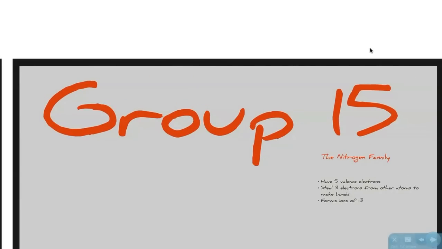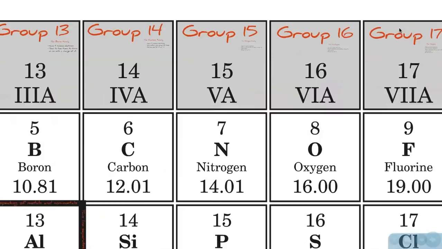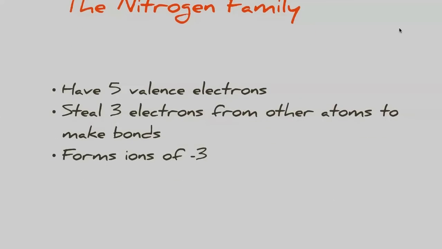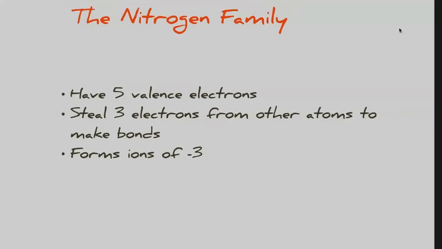Group 15, the nitrogen family. The nitrogen family has 5 valence electrons. They tend to steal 3 electrons from other atoms to make bonds so that they have 8. And when they steal those 3 electrons, now they have 3 extra electrons, which gives them a negative 3 charge.